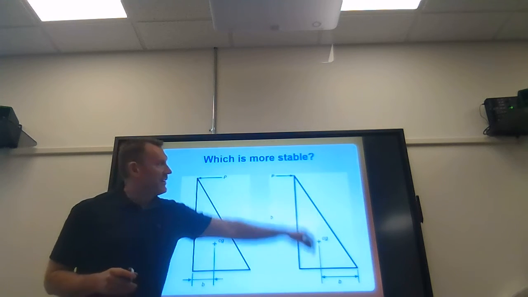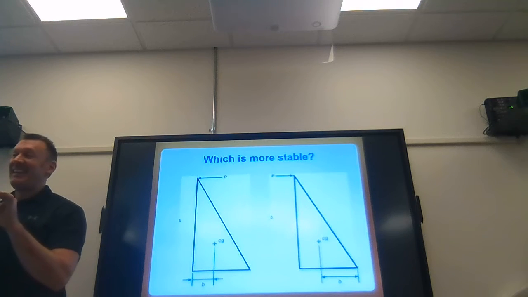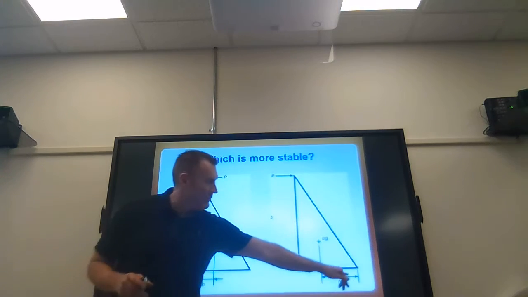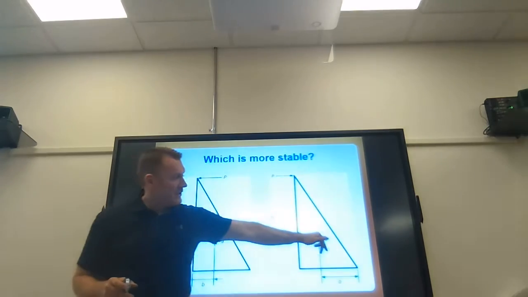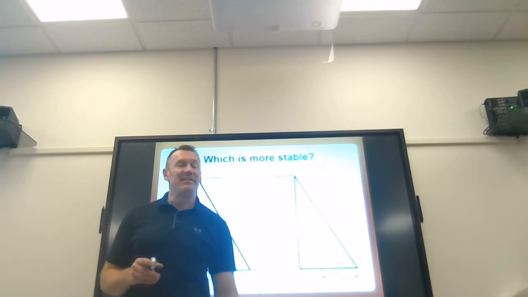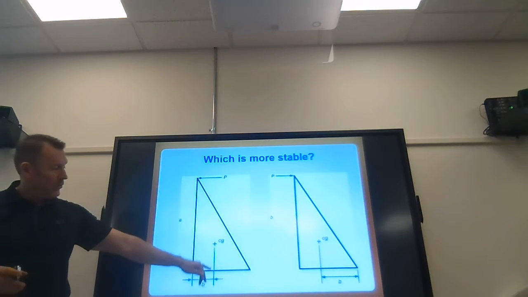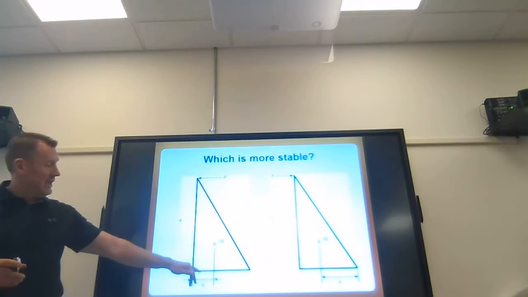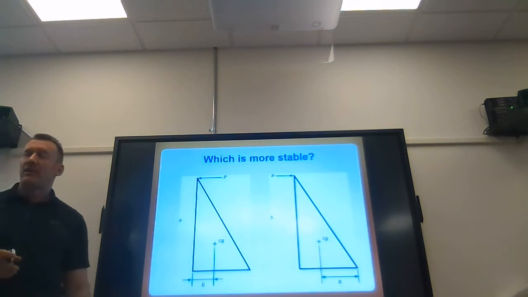Yes, so why would you say that? Yeah, so this is the tipping point down here. And once the center of gravity falls outside that tipping point, what's going to happen? It's going to tip over. So the greater the distance between where the center of gravity acts and the axis or tipping point, the more stable.